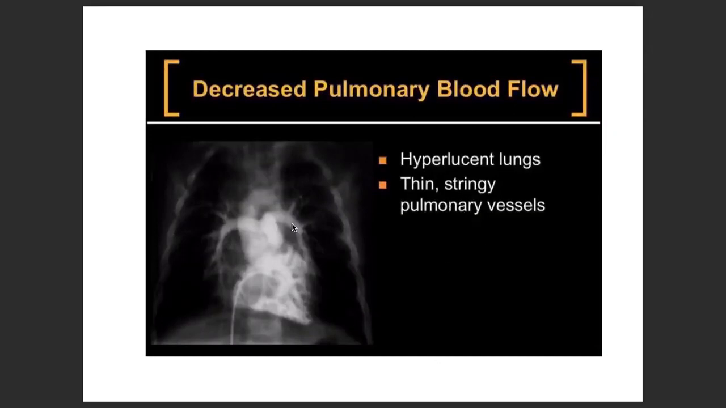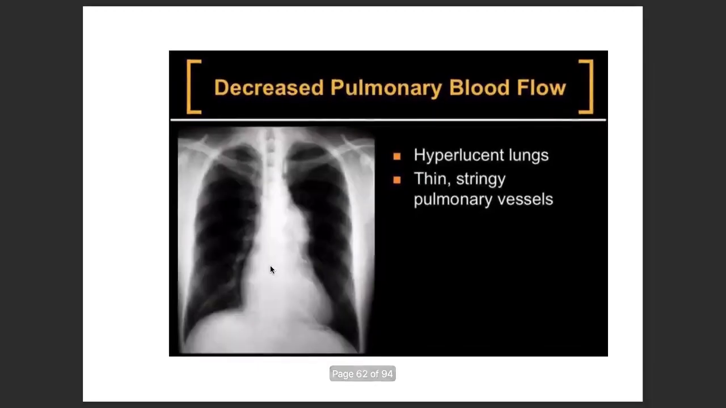Then again in this area, this is what is characteristically called hyperlucent lungs, in which you see thin, stringy pulmonary vessels. And you are already smart enough, so you already know the conditions as well. Even in this one, you see more of hyperlucent lungs, thin, stringy pulmonary vessels.